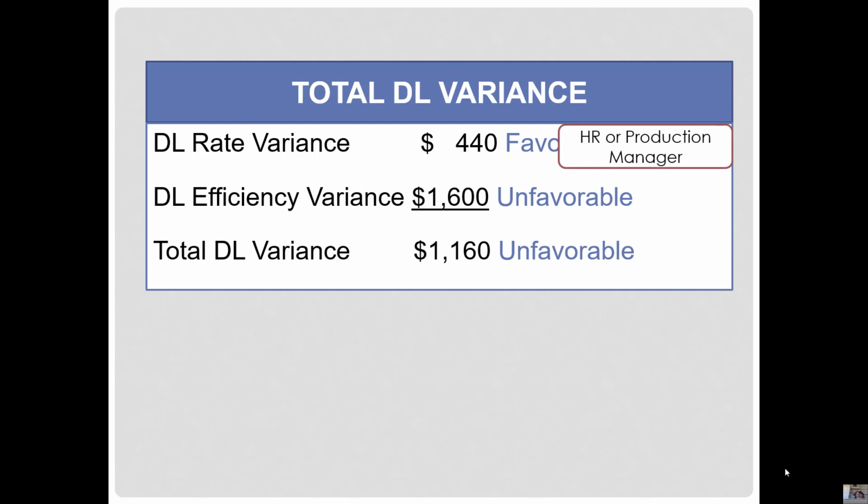Recall that the rate variance will be the responsibility of the HR department to ensure that they hire the right people, or it could be the production manager to ensure that that manager uses the right skill level for the right jobs and does not have too much overtime. The efficiency variance is typically the responsibility of the production manager. That is his or her job to oversee the efficient usage of the laborers.